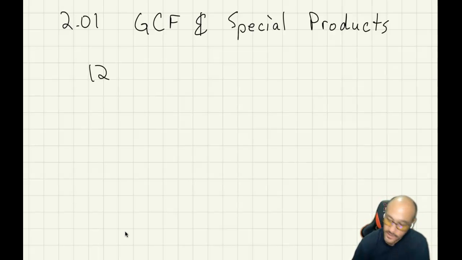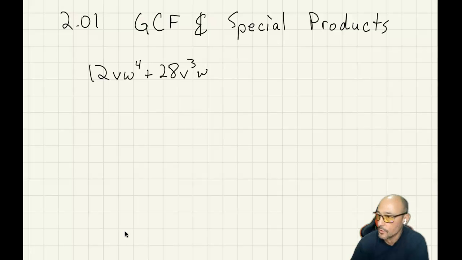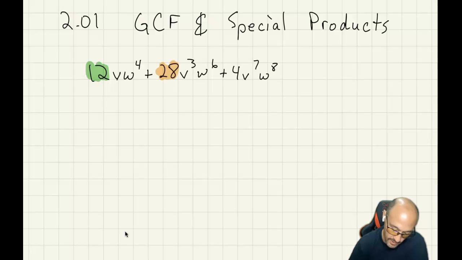We're going to start with example 3: 12vw to the 4th power plus 28v to the 3rd power, w to the 6th power, and then plus 4v to the 7th power, w to the 8th power. So first we're going to talk about the factors of the coefficients there. So we have the 12, we have a positive 28, and we have 4.